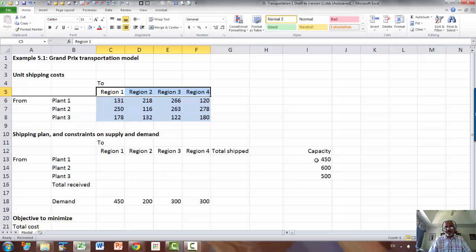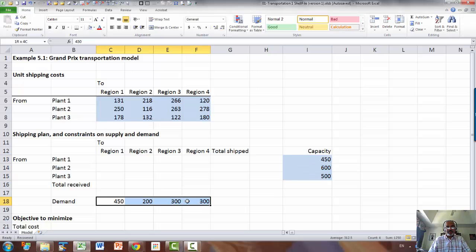Now here these are the capacities of the three plants, and these are the demands.